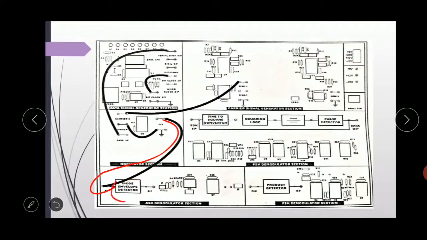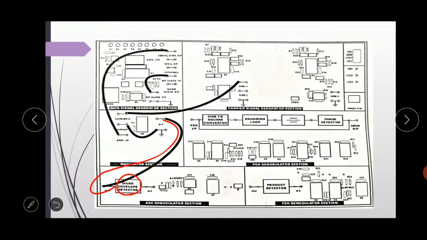Here we use a diode envelope detector. The ASK demodulator block on the trainer employs a diode envelope detector to recover the data from the modulated carrier. The ASK modulated input is fed to the half wave rectifier, meaning a diode is used in this circuit as a half wave rectifier. Then the rectified input is fed to the filter where the original data is recovered. So this is all about the theory part.